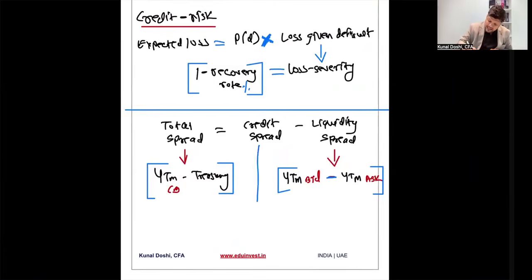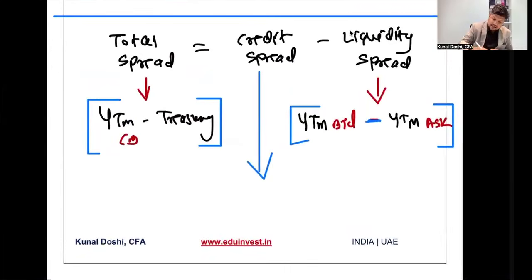So guys, credit spread is actually the balance. So credit spread is what? From the total spread, you will subtract the liquidity spread.